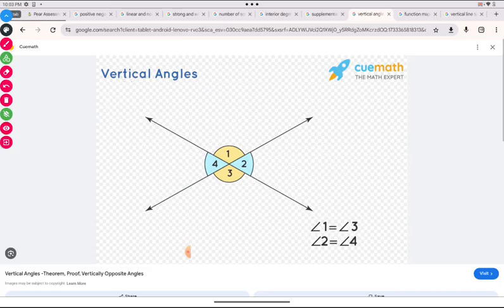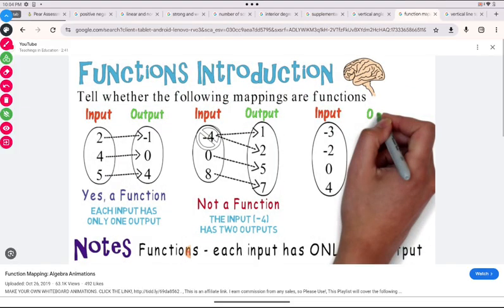So just be mindful that vertical angles need to be equal to each other, not to 180, not to 90 degrees. Lastly, we talked about functions. Remember, functions are a rule in which one input can only have one output. So it's fine that 2 goes to negative 1. It is fine that 4 goes to 0 and 5 goes to 4.